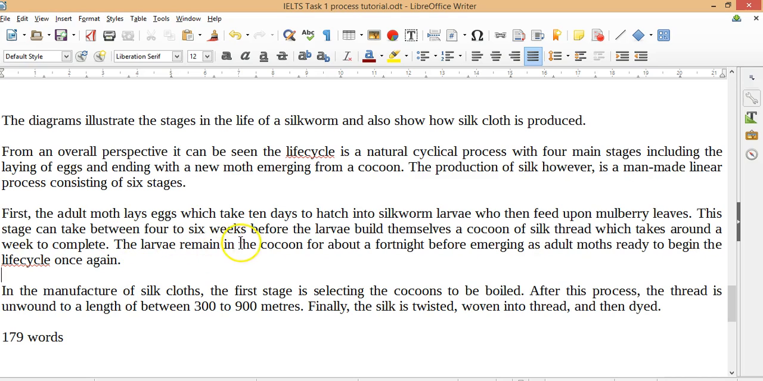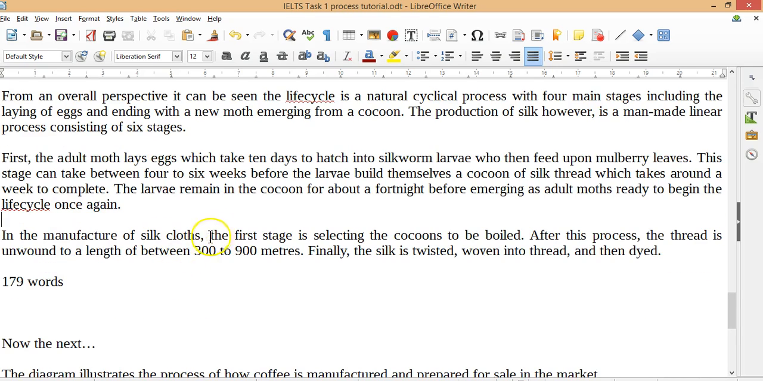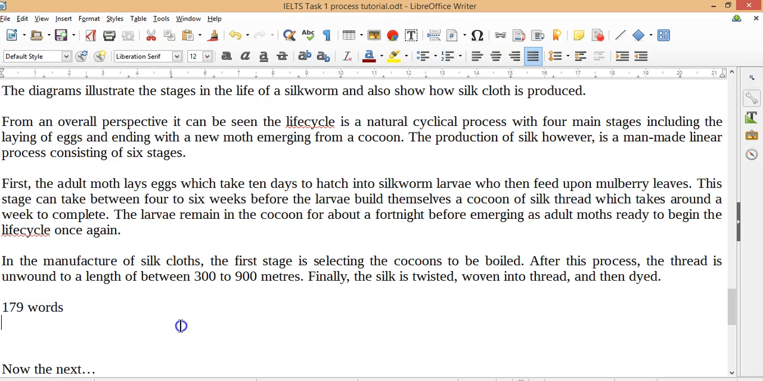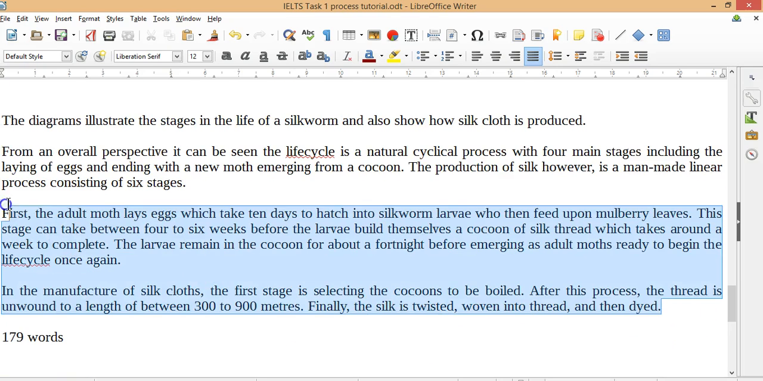The larvae remain in the cocoon for about a fortnight before emerging as adult moths, ready to begin the life cycle once again. In the manufacture of cloth, the first stage is selecting the cocoons to be boiled. After this process, the thread is unwound to a length between 3 to 9 meters, and finally the silk is twisted, woven into thread, and then dyed. 179 words. Now, that's quite straightforward.